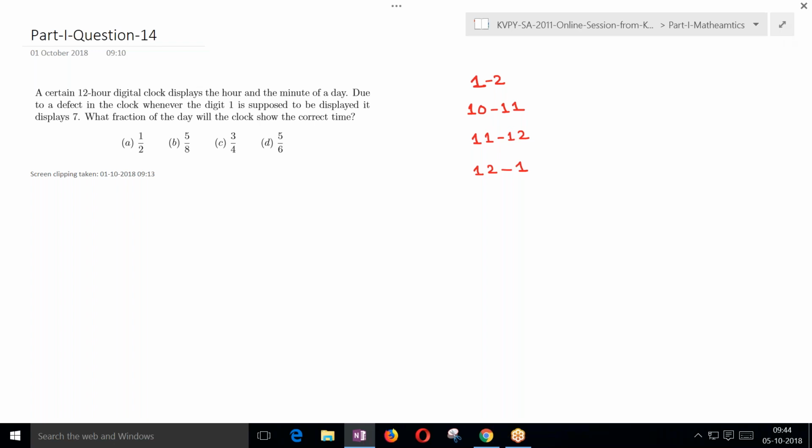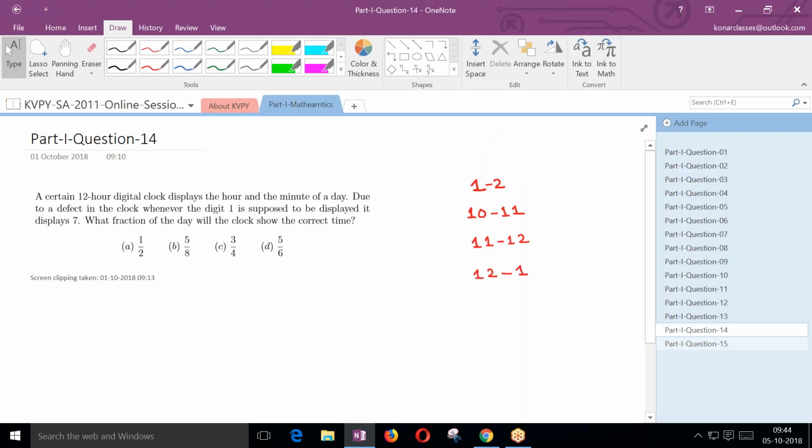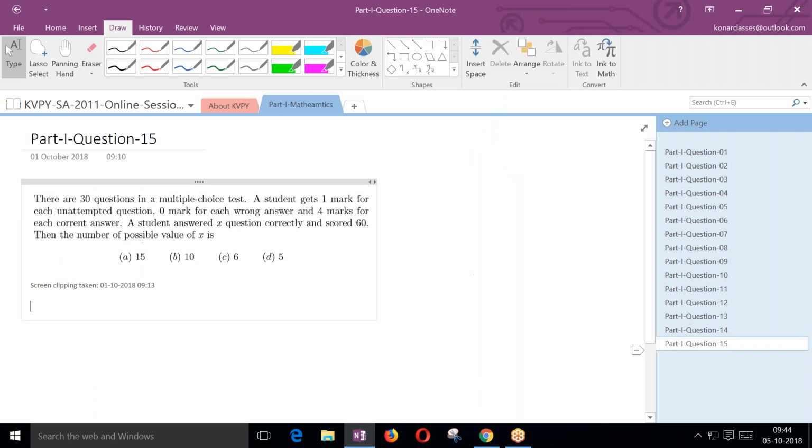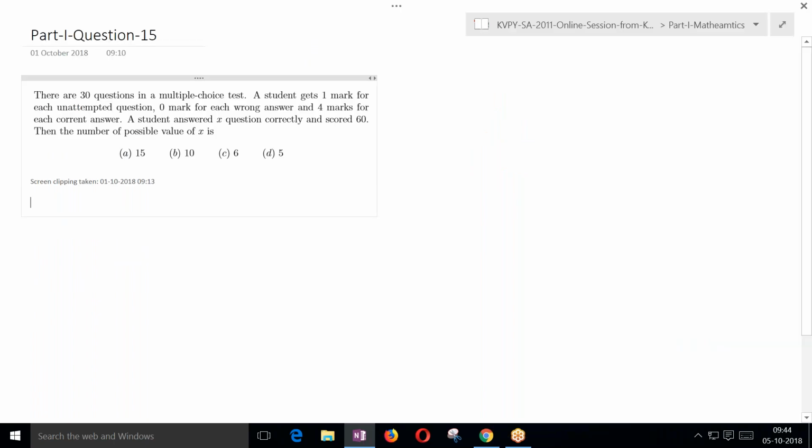Now let me go to question number 15. Question number 15 says, there are 30 questions in a multiple choice set. I got answers from some of the students, so I do not want to reveal at this moment. Let me see who answered this question. It is Pratik. Pratik, I do not want to reveal whether it is correct or not. What you can do, you can send me your detailed derivation and we can take it offline.